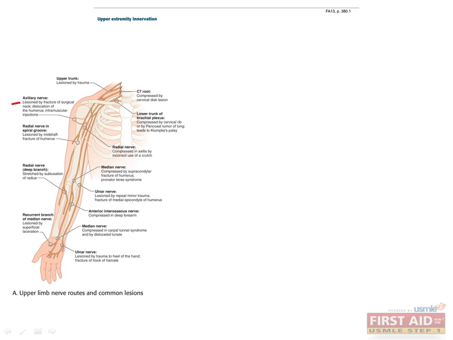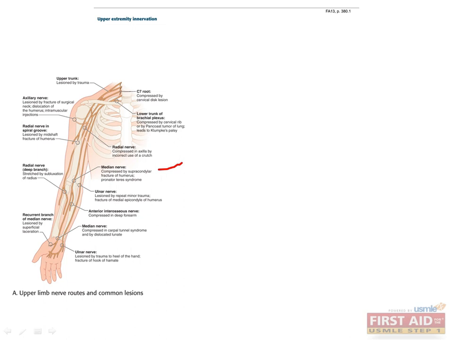A similar injury would result from dislocation of the humerus or even an IM injection, which often goes into the deltoid muscle, which is innervated strongly by the axillary nerve. On a test, this type of injury would manifest in a patient who has difficulty abducting his or her arm, which is the main function of the deltoid. The next nerve we'll look at is the median nerve.